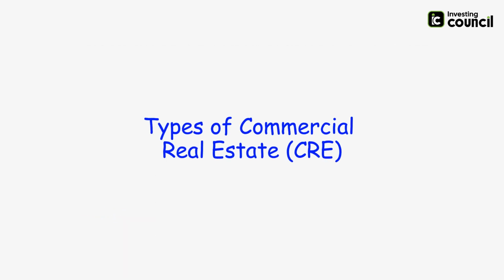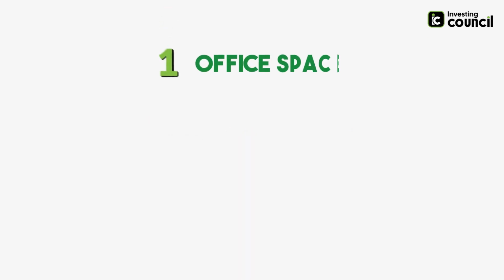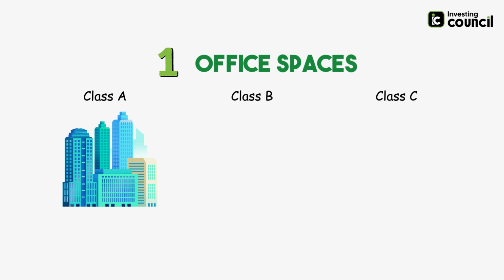Commercial real estate is a broad field, encompassing various types of properties tailored to different business needs. Let's break down the main categories. Office spaces. Office buildings are categorized into Class A, B, and C. Class A buildings are top tier with prime locations and state-of-the-art amenities. Think shiny high-rise towers in city centers.